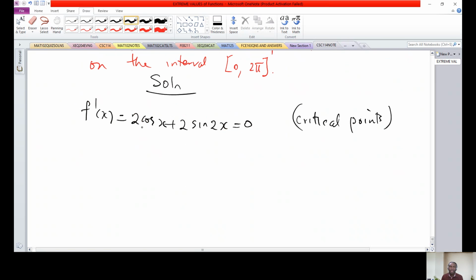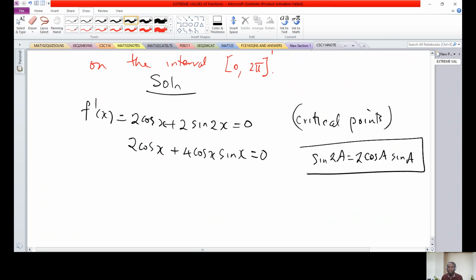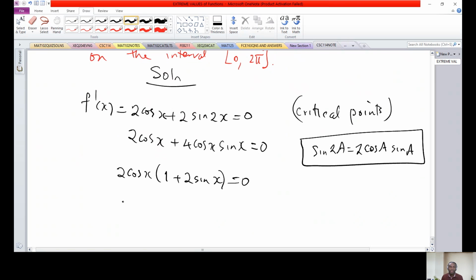Now, this equation can be written as 2 cos x plus 4 cos x sine x equals 0. Remember, sine 2a is the same as 2 cos a sine a. So we are using this identity. So this will be the same as 2 cos x into 1 plus 2 sine x equals 0, which tells us that cos x equals 0 or sine x equals negative a half.